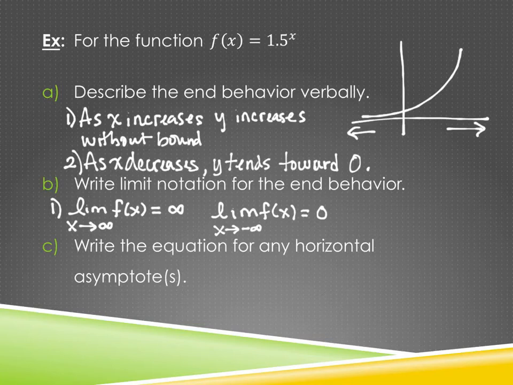If you'll remember, an asymptote is a line that you get really close to and, typically speaking, or with few exceptions, don't touch. It levels off there. And you're right, it is the line at y equals zero, where it's flattening out on the left-hand side.